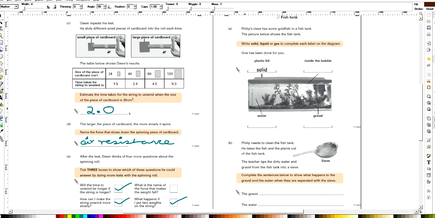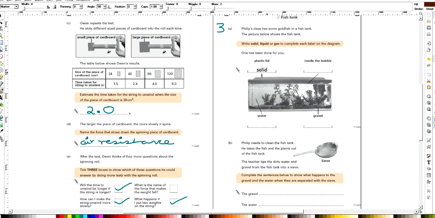Question 3, part A. Fish tank. Philip's class has some goldfish in a fish tank. The picture below shows the fish tank. Write solid, liquid, or gas to complete each label on the diagram.